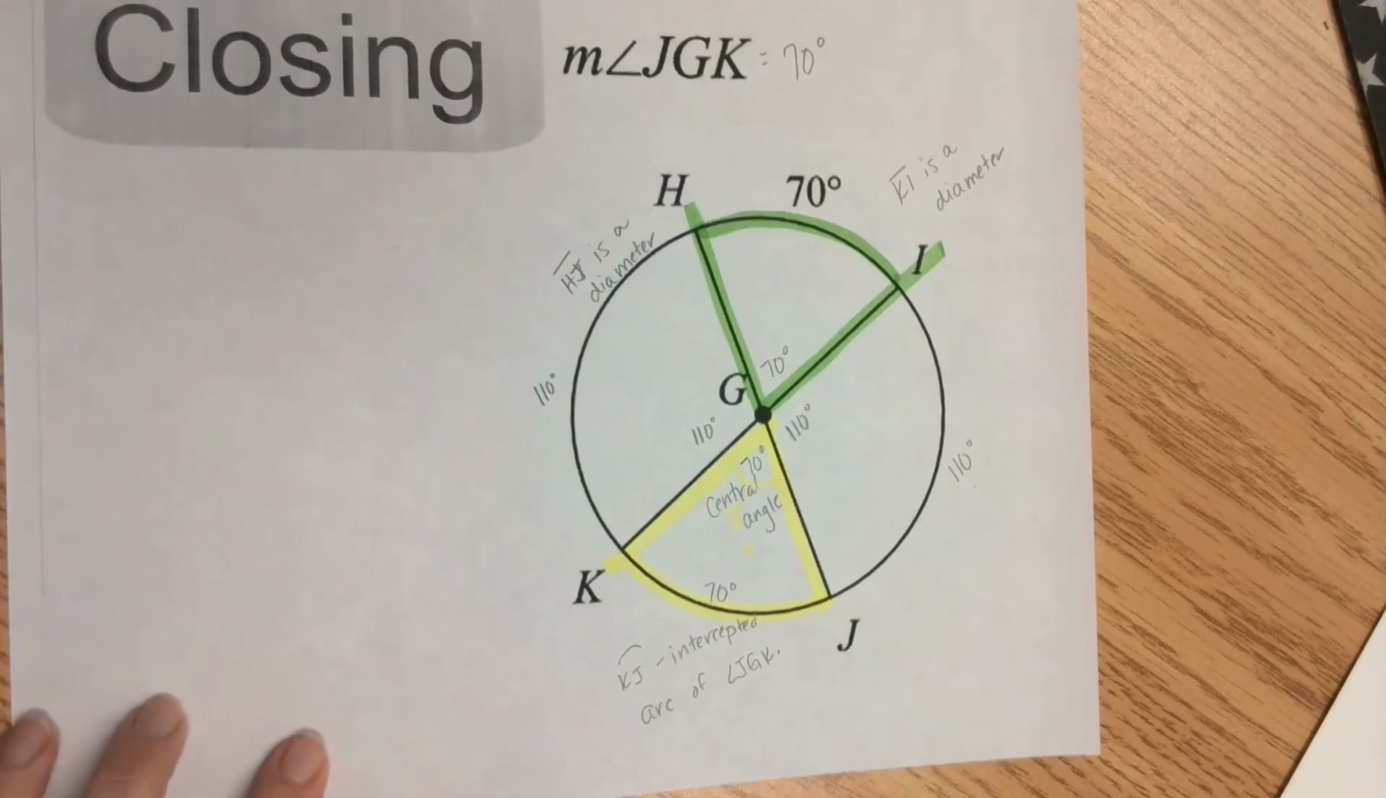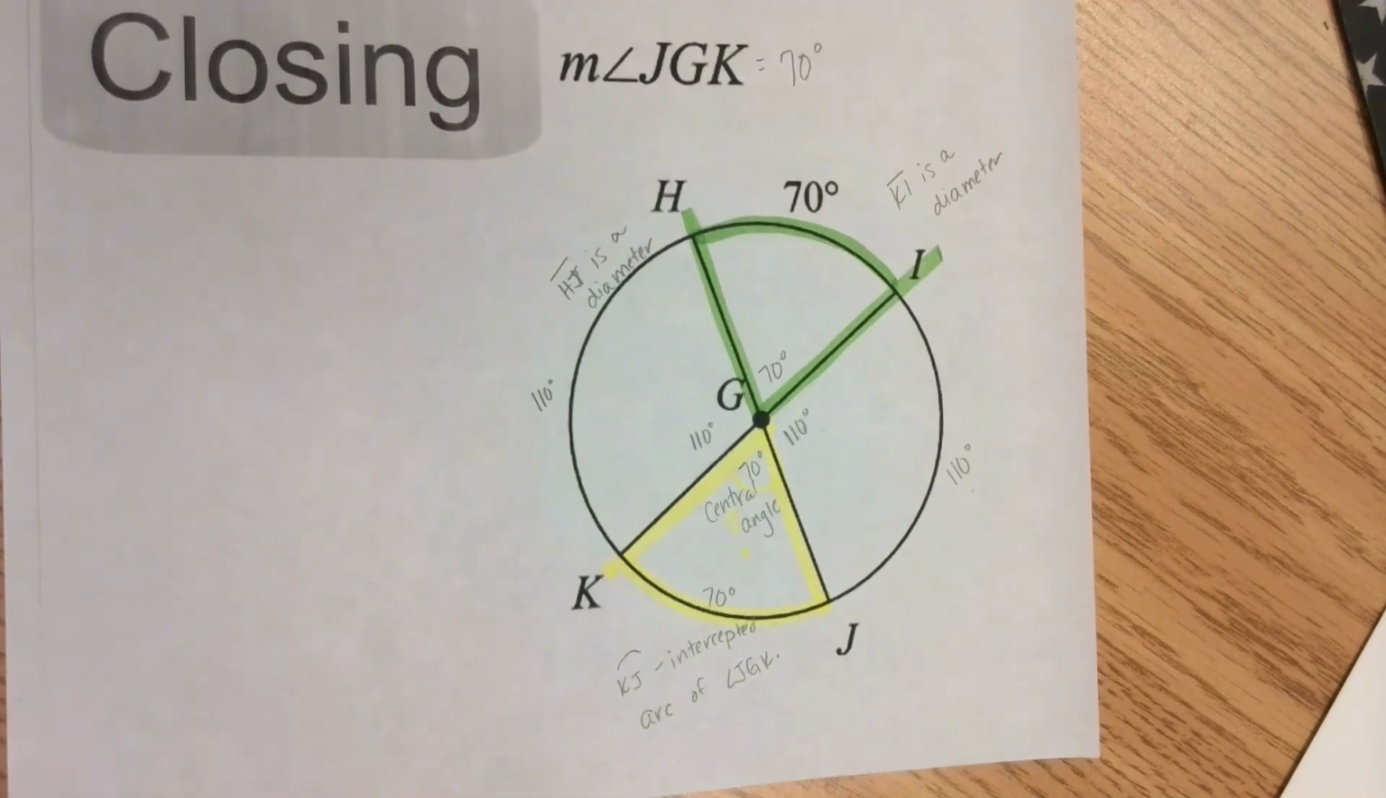So there may be some problems where you have to use information to find additional information. I like to call that working the circle, to find the missing arcs or angles that I'm looking for to help me solve the problem. You will need to identify diameters in your homework tonight to find the missing angles.